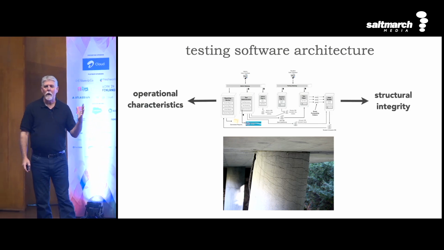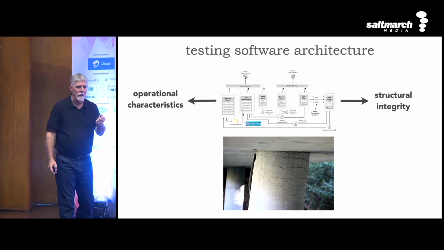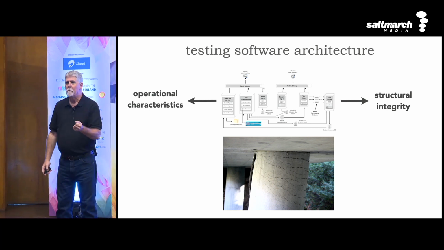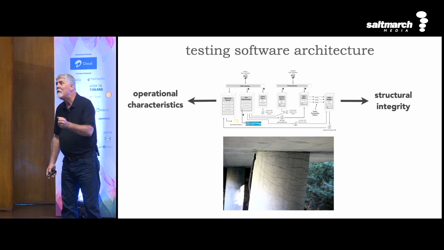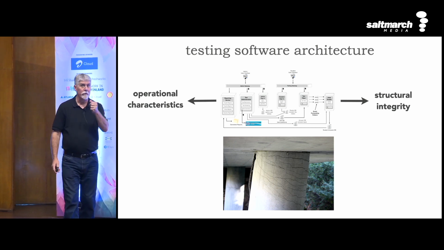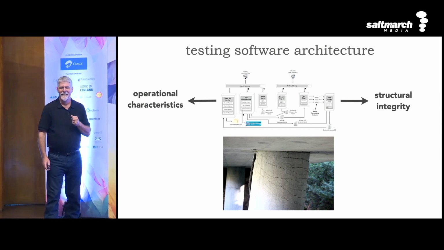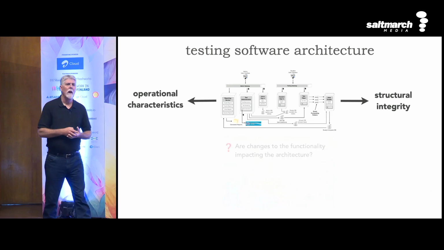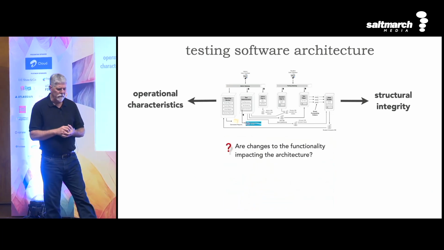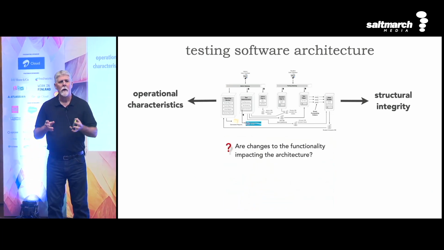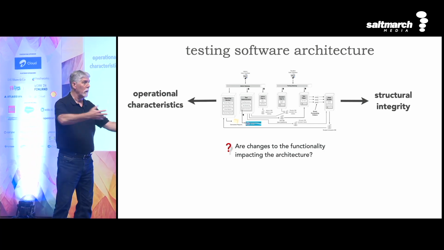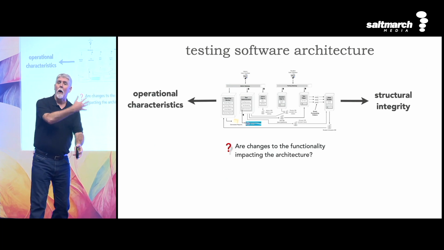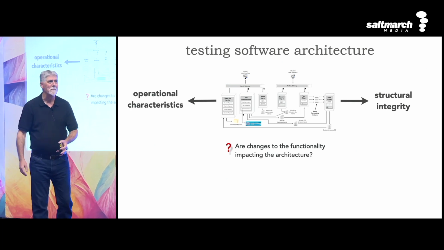But then there's also the structural integrity of that system. Let's see how to test each of these and also what they are. So we're going to start with looking at first the operational characteristics. But regardless of those, each of these two kinds of tests that we're going to be writing, we're going to be writing architecture tests in this session.